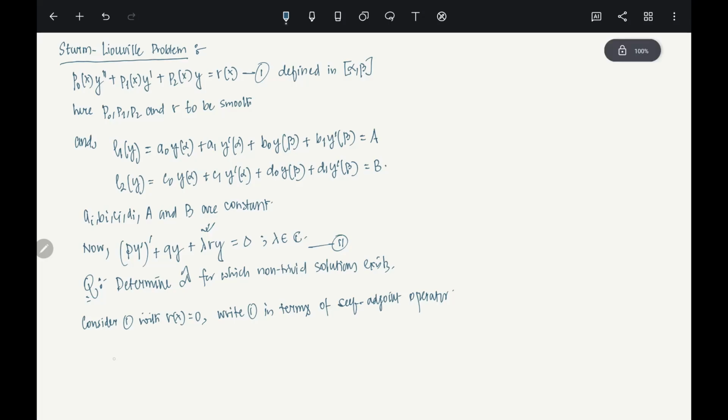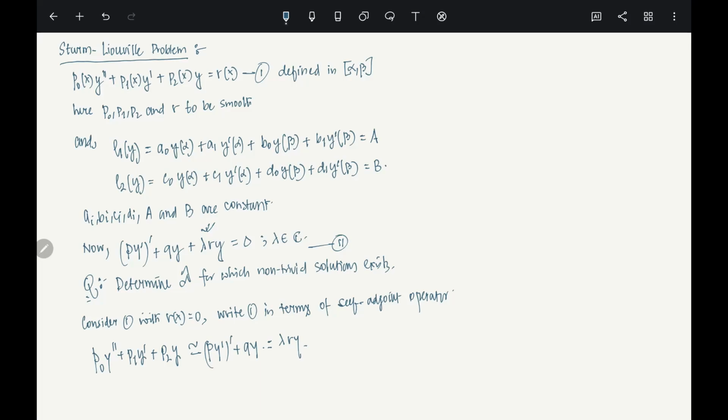Right, this whole form. See, then this p naught y double prime plus p1 y prime plus p2 y may be written as, okay, we have seen, right? We can write it as (p y prime) prime plus qy. Okay, now the question is this, let's say that this is equal to lambda times some ry. Okay, lambda can be positive, negative, doesn't matter, it can be complex also. So let's say we want to find out for which values of lambda this is equal to lambda times ry.